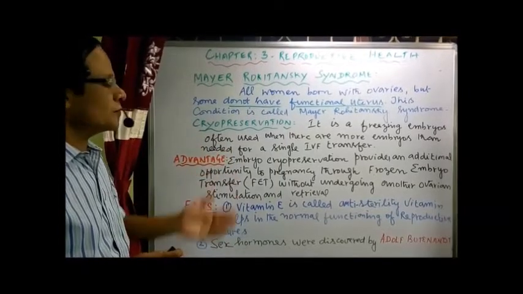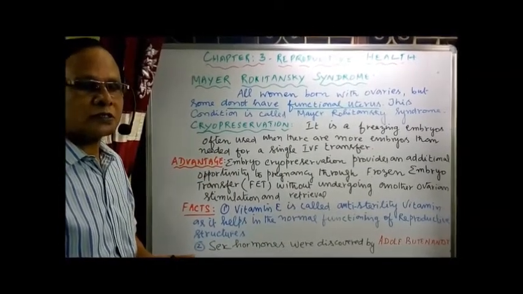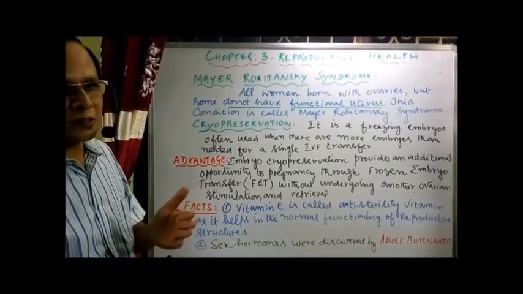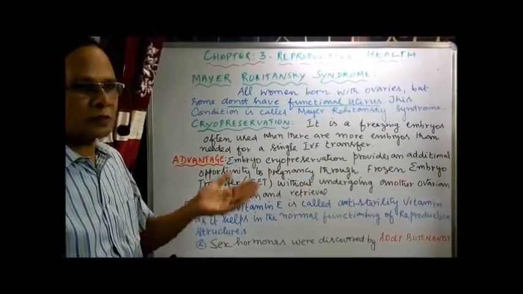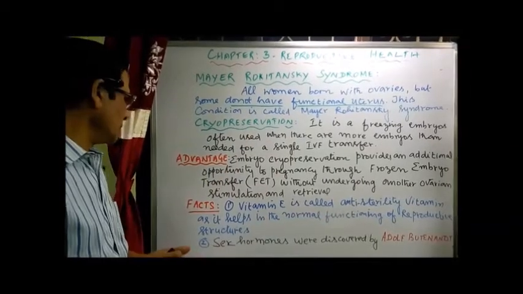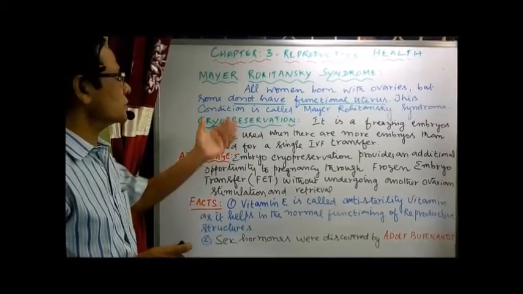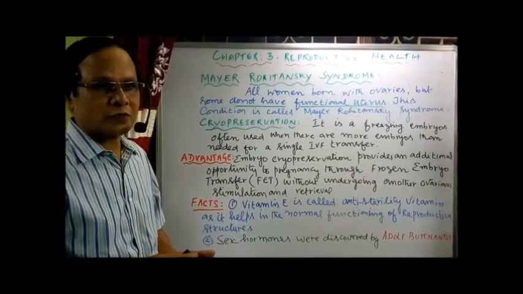This is an example of ex situ conservation. Ex situ conservation means they are not conserved in the place where they are present; they are taken away and conserved. Now some facts related to reproductive health.